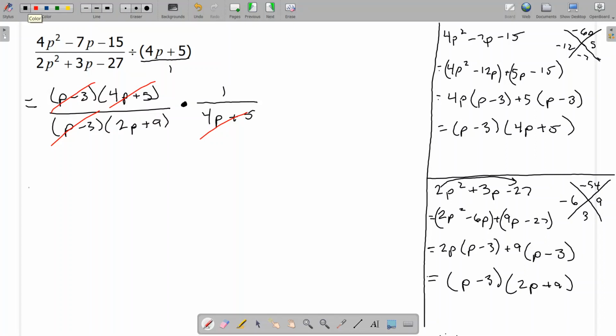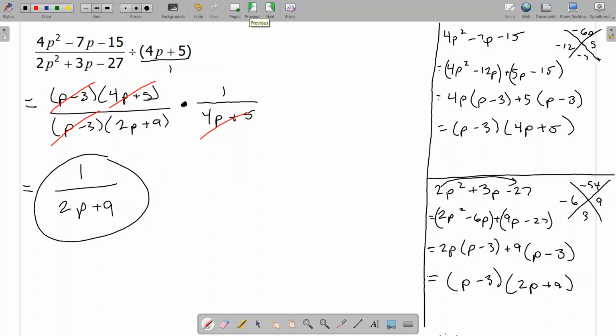So our final answer would be 1 over 2p plus 9. Not as bad as the last one, but still a lot of factoring. So let's take a look at some addition, subtraction, because we've looked at multiplication and division so far.